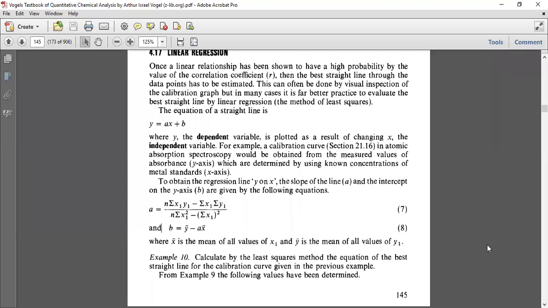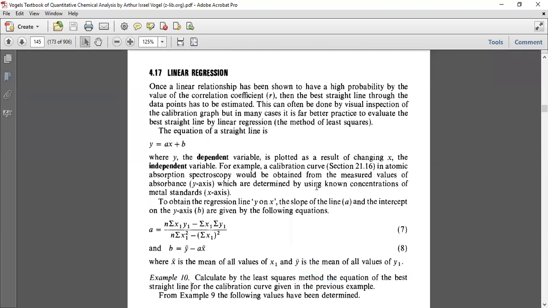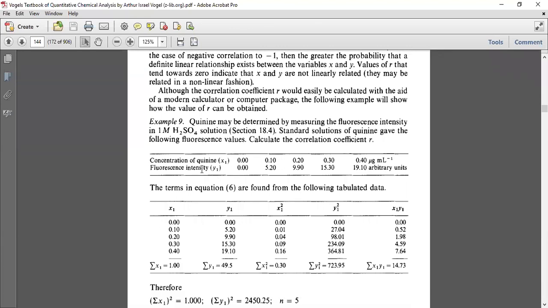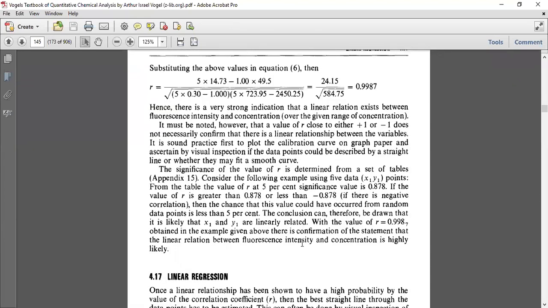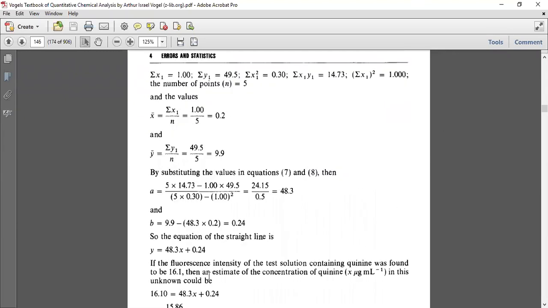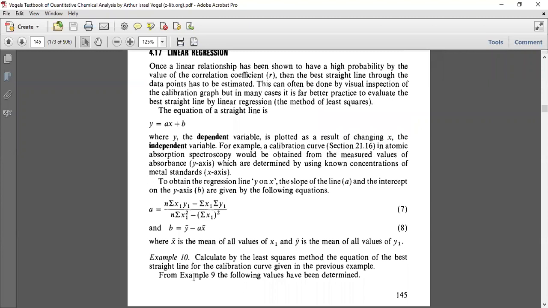So the same problem they have taken over here. Calculate by the least square method the equation of the best straight line for the calibration curve in the previous example. The same problem for which we calculated the r value here: concentration of quinine, fluorescence intensity, we got an r value around 1. So same thing is there. We have to check by the least square method the equation of the best straight line for the calibration curve.